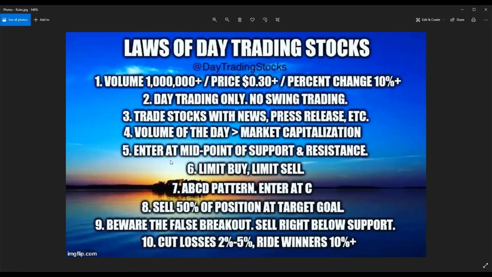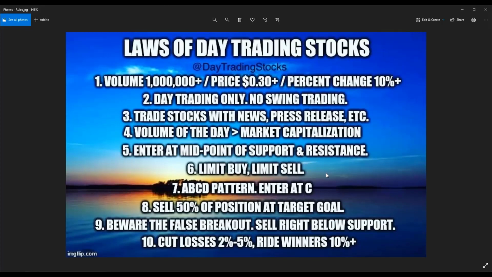Rule number 5, enter at midpoint of support and resistance. That's basically your moving averages that we've already went over. So it's very important to pay attention to your buying and selling signals. Rule number 6, always do a limit buy and a limit sell when you're buying shares. Most stock market applications will default to a market buy and a market sell.